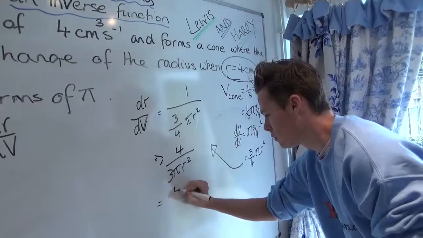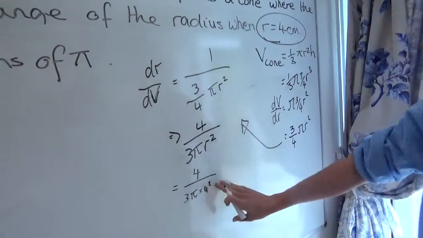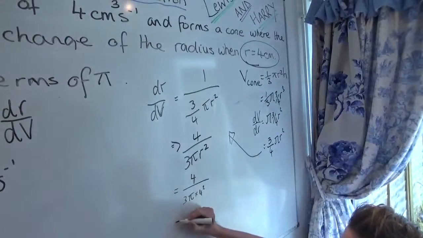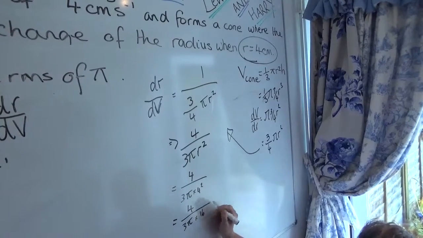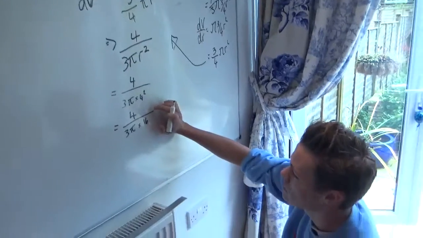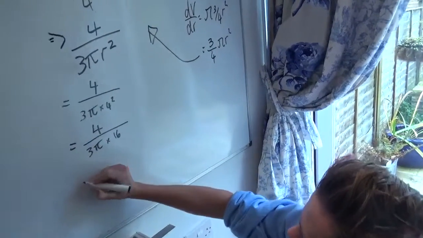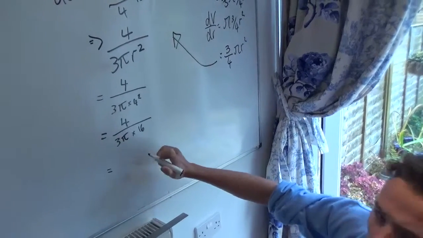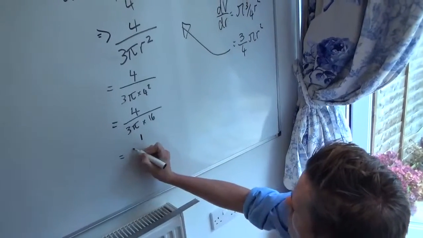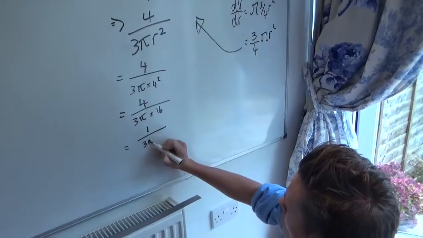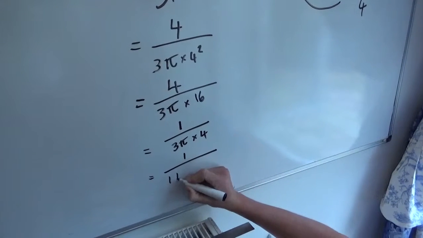So that becomes 4 over 3 pi times 4 squared. 4 squared is obviously 16, so that equals 4 over 3 pi times 16. We can cancel 4 and 16, dividing by 4 top and bottom. So that becomes 1 over 3 pi times 4, which is equal to 1 over 12 pi. Well done.